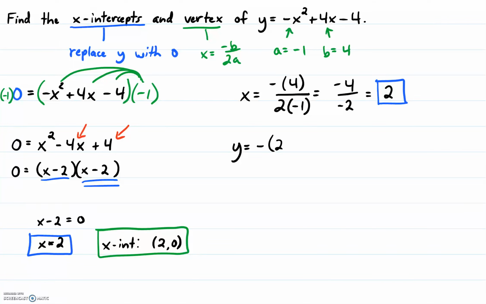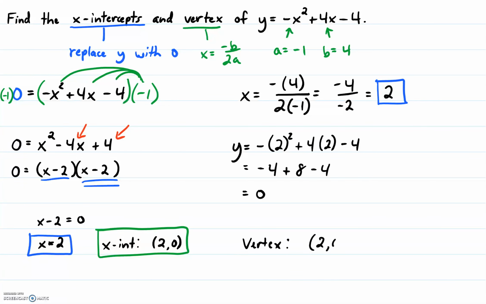So negative 2 squared instead of negative x squared, plus 4 times 2 instead of x, minus 4. And our 2 squared is going to give us 4, so we'll have negative 4 plus 4 times 2 is going to give us 8 minus 4. And as you can see, negative 4 plus 8 minus 4 is indeed going to give us 0. So our vertex for this problem is going to be the ordered pair 2, 0.